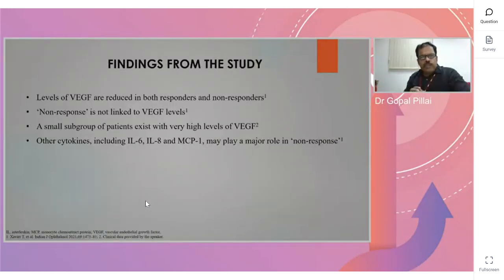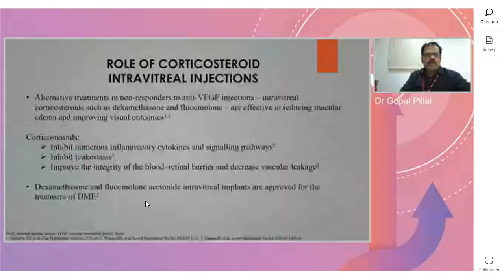So the levels of VEGF are reduced in both responders and non-responders. What does it tell us? Non-response is not linked to the VEGF levels per se. A small subgroup of patients definitely exists with very high levels of VEGF. That's about 10% of patients who had very high VEGF levels, which behaved a little different from all the other patients. The other cytokines, including IL-6, IL-8, and MCP1, will play a major role in non-response.